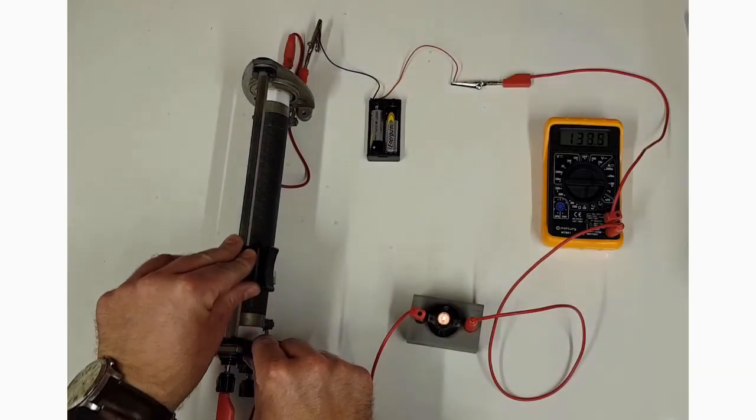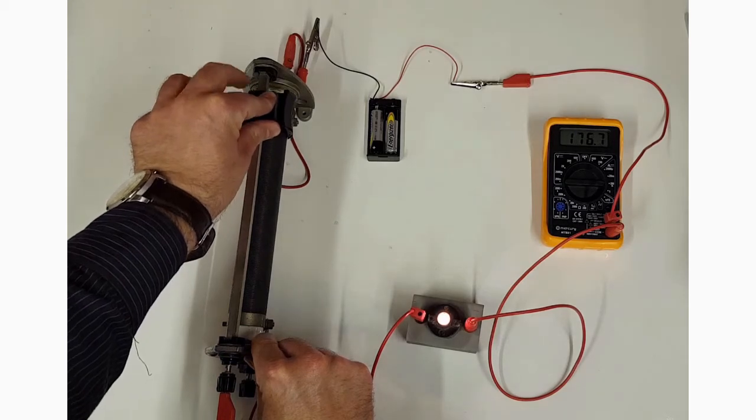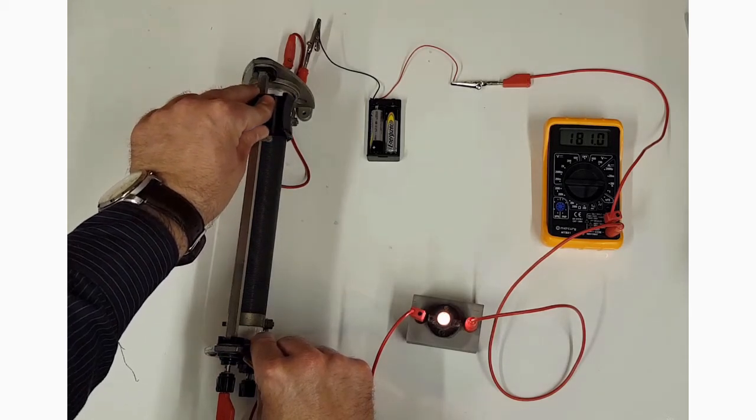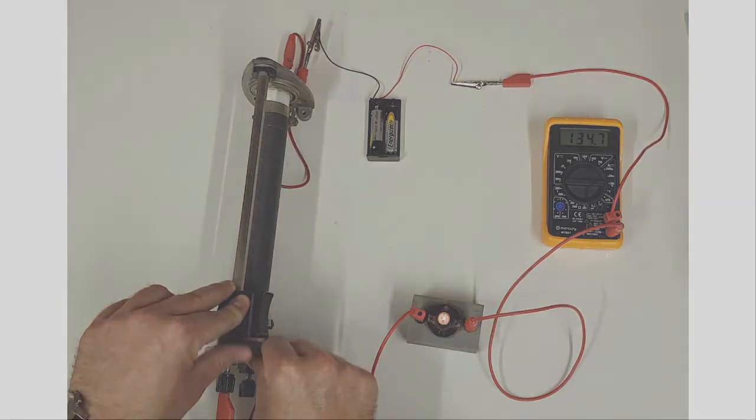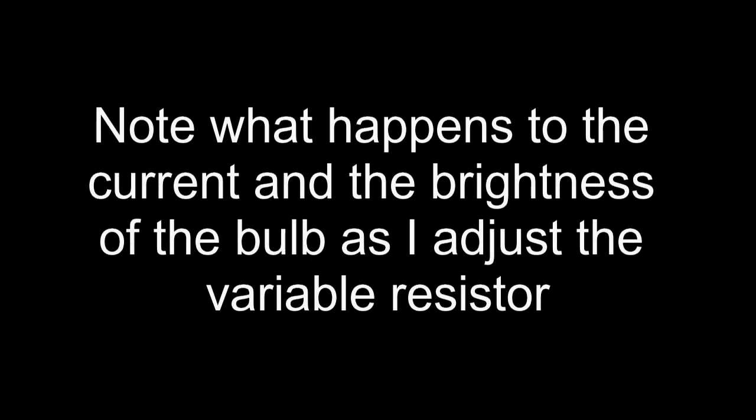By changing the variable resistor, you can see that there is a change to the ammeter reading and the bulb brightness. Note what happens to the current and the brightness of the bulb as I adjust the variable resistor.